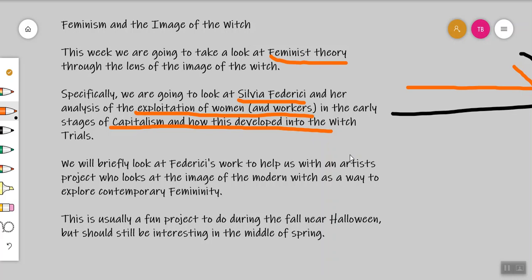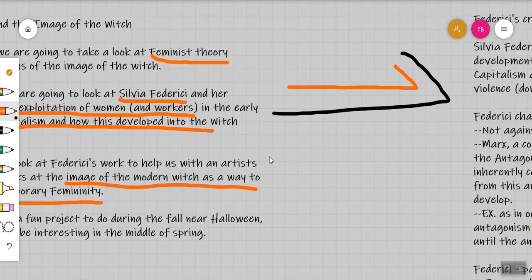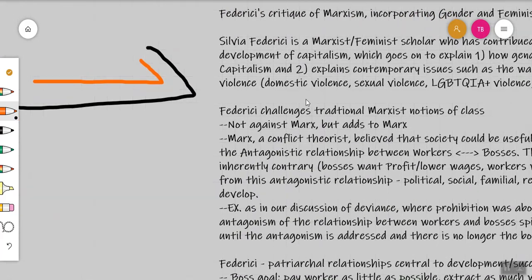The second part of this is that we're looking briefly at Federici's work in order to help us look at an artist project by Frances Denny, which I'll go into in a little bit, who uses the image of the modern witch as a way to explore contemporary femininity and patriarchy. Like I said, this is usually more fun to do during Halloween time because we're looking at witches, but we're in strange times, so the spring works as well. First, let's take a look at Federici's work.